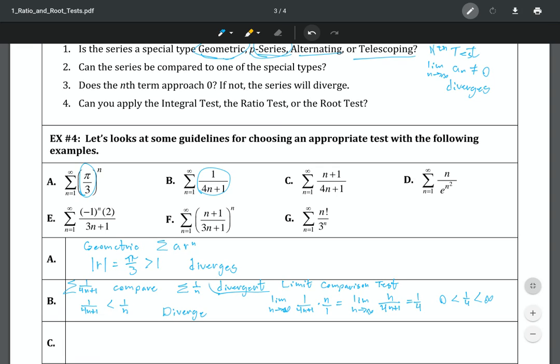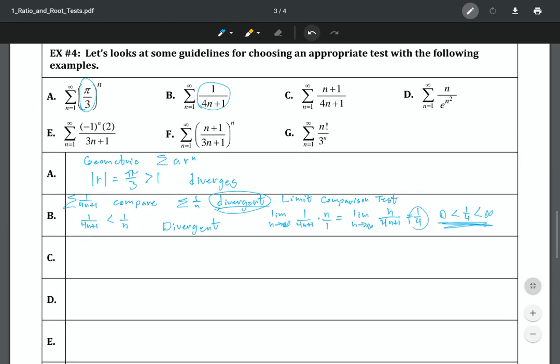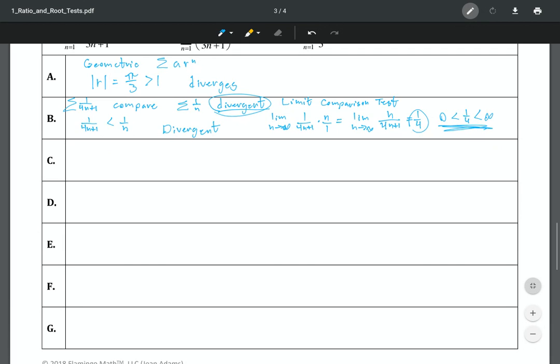If the series I compared to had been convergent and I got a limit between 0 and infinity, then this would have been convergent. But since the thing I compared to is divergent, this is also going to be divergent. All right, so let's go to C.